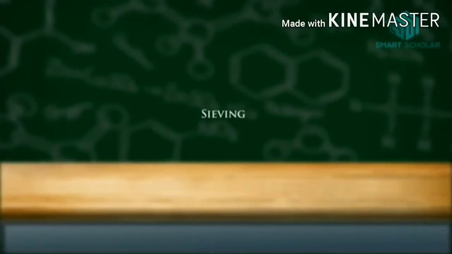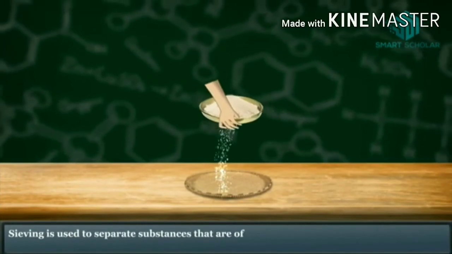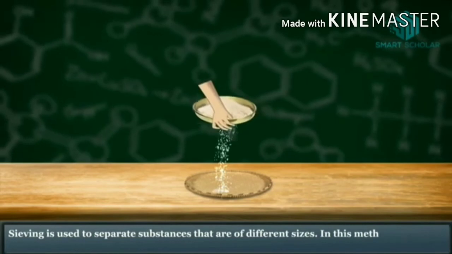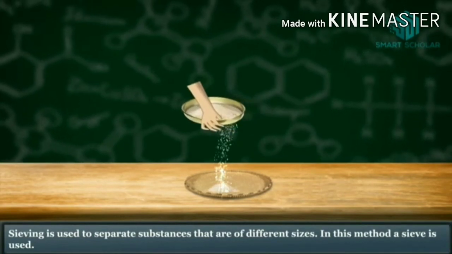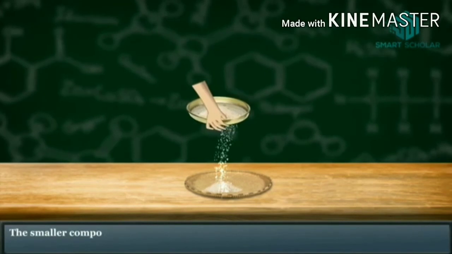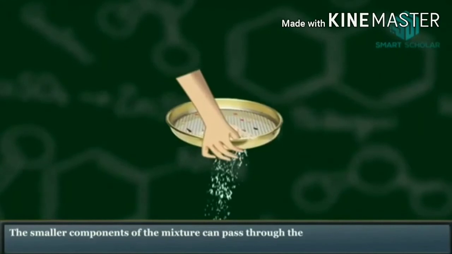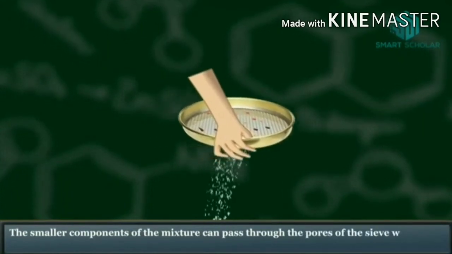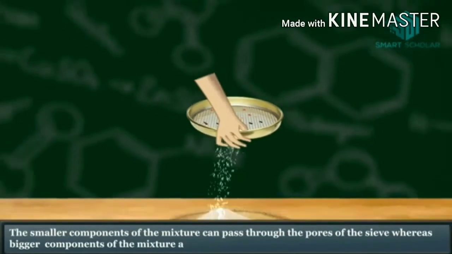Sieving. Sieving is used to separate substances that are of different sizes. In this method, a sieve is used. The smaller components of the mixture can pass through the pores of the sieve, whereas bigger components of the mixture are retained by the sieve.